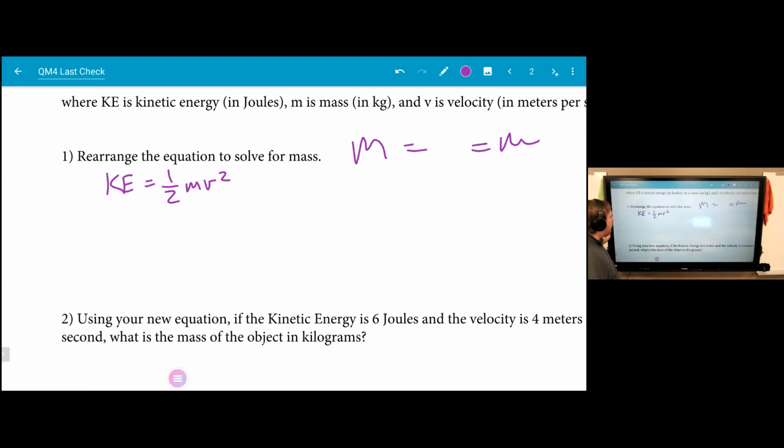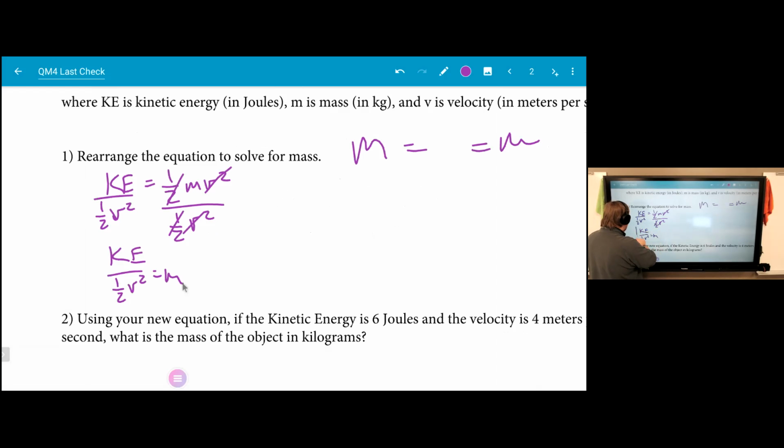Well, I can do one of two things. I see that I'm solving for m. I could do this in one step: divide by half v squared. And if I do that, that simplifies to 1, and I'm left with KE divided by half v squared equals m. This is totally acceptable.